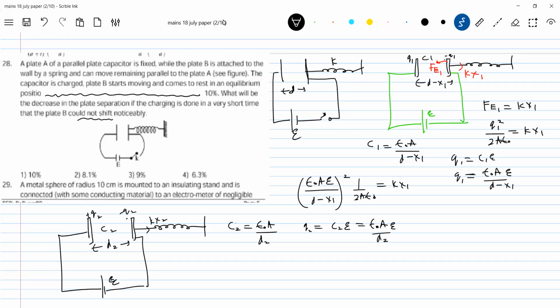So the new force Fe2 will balance the spring force. So this Fe2 should be equal to Kx2. What is Fe2? Fe2 should be equal to Q2 squared by 2A epsilon naught. So what is that Q2? Q2 should be equal to this much, epsilon naught A E by D2.